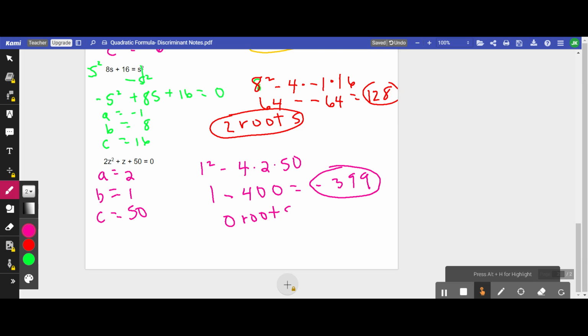And then, like I said, tomorrow you'll learn how to figure out what the roots would be. This is just learning how many roots you have before you do the extra work. If you need help on what you're doing today, just be sure to let me know though.